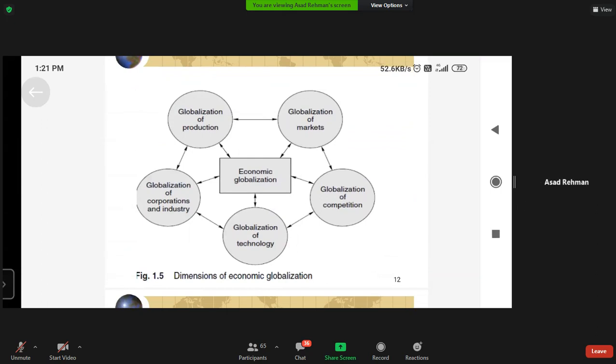And these are some of the dimensions of economic globalization. If you look at this, economic globalization comprises global markets or globalization of markets, globalization of production, globalization of corporations and industries, technology, competition.